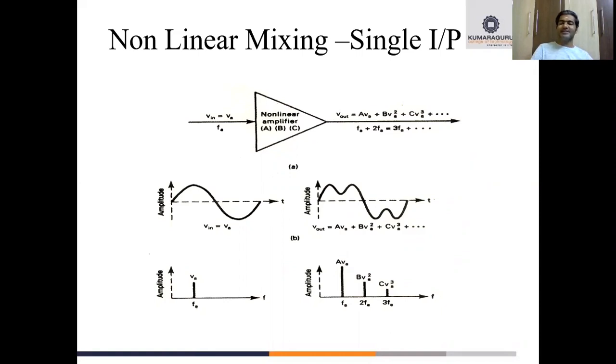Here also we will analyze under two conditions: a non-linear mixing with a single input and a non-linear mixing with two inputs. So that is how our analysis will go here as well. You can see the diagram here. You have an input V in, and the corresponding frequency of your input is FA. You're giving it to a non-linear amplifier. It is a non-linear device.